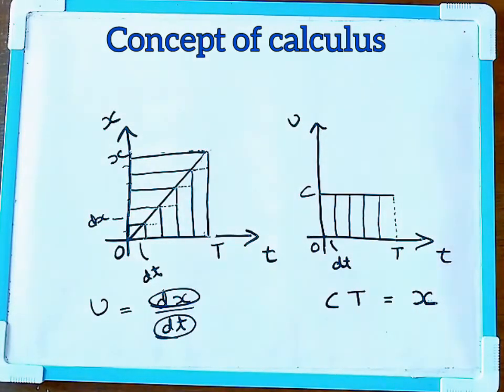So this is a simple case of uniform motion. We can have a non-uniform motion also. We can use the same method, but the velocity for a non-uniform motion is not constant, so we'll have to take into account how to integrate the velocity also.